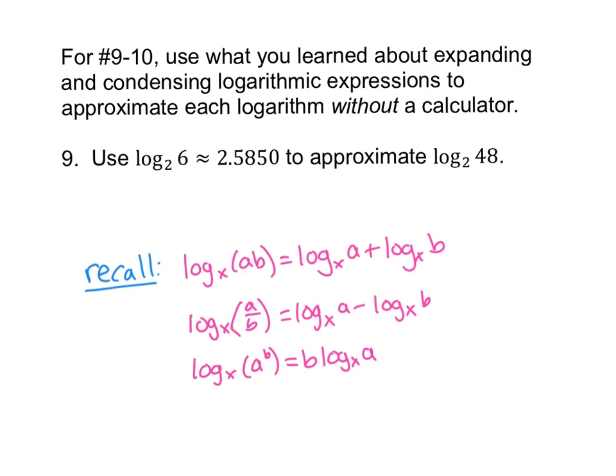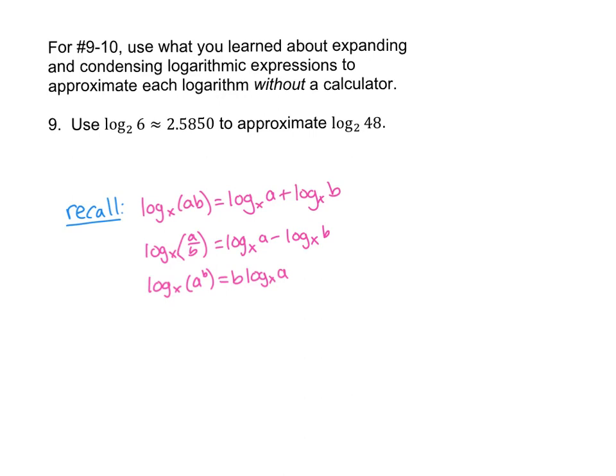Before anything else, it's important to review our expansion and condensing rules. Assuming you have the same base, the log of a product of two factors is the same thing as the log of one of those factors added to the log of the other factor. If you have a log of a divided by b, it's the same thing as log of a minus log of b, again, as long as they all have the same base. And if you have a log of a to the b, it's the same thing as b times log base x of a.